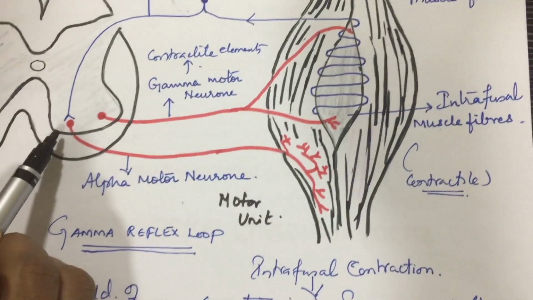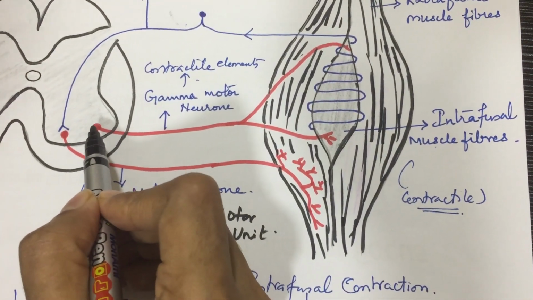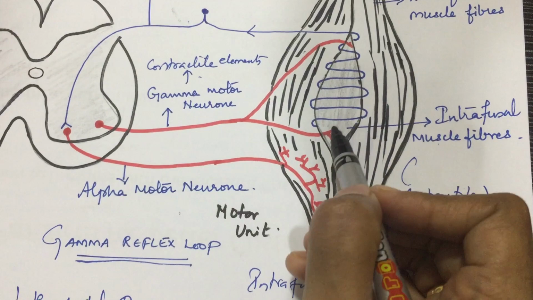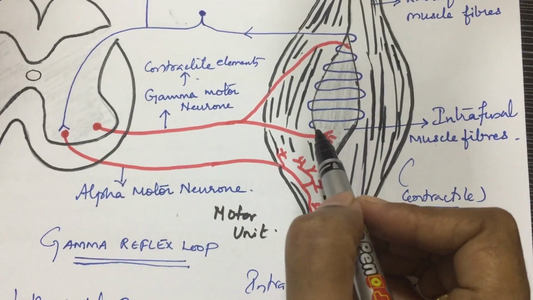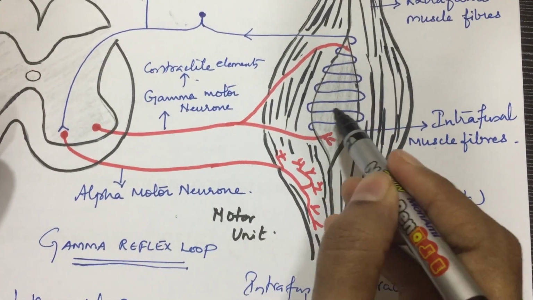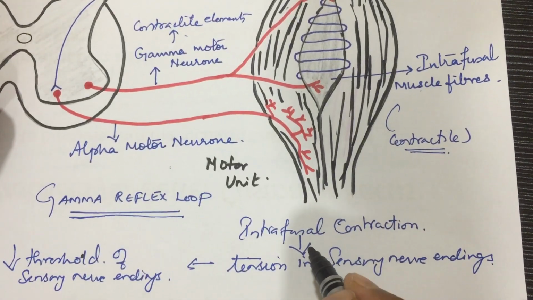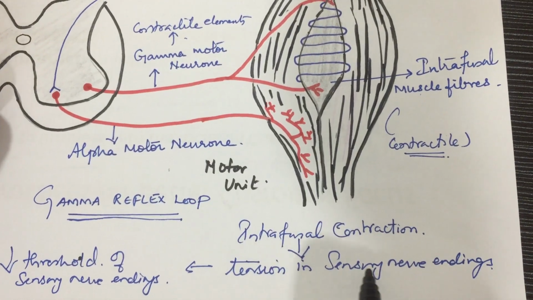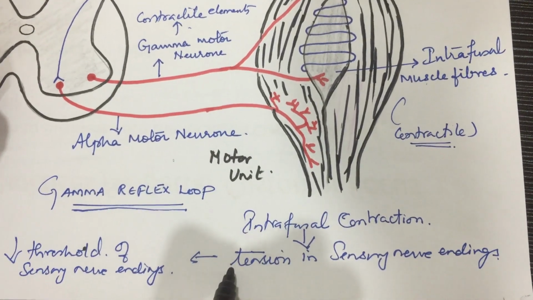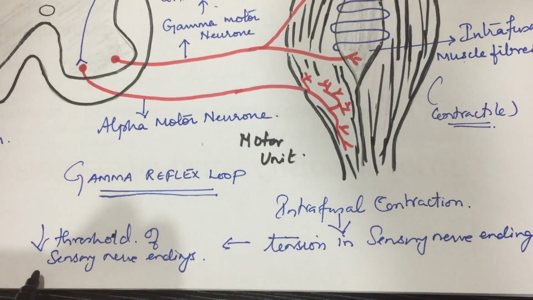Apart from the alpha motor neurons in the ventral gray column, we also have another group of neurons called the gamma motor neurons. These gamma motor neurons innervate the contractile elements of the intrafusal muscle fibers. Once the gamma motor neurons are stimulated, it causes contraction of the intrafusal muscle fibers via the contractile elements. When the intrafusal muscle fibers are contracted, it produces tension in the sensory nerve endings that are present in the intrafusal muscle fibers.